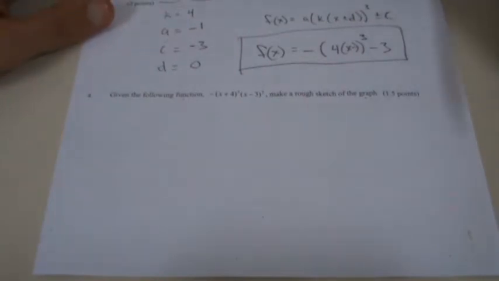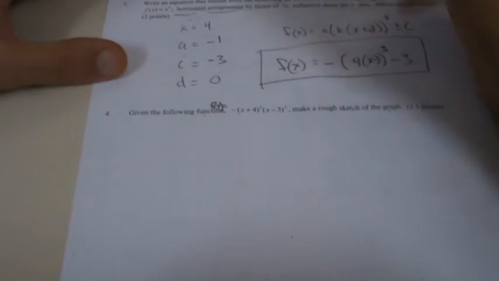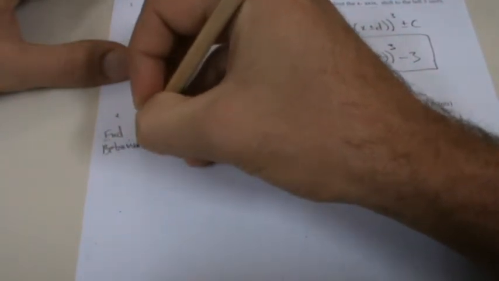Given the following function, make a rough sketch of its graph. Let me put a little f of x there. Okay, so I know that it is 5th degree, and my lead coefficient is, I got 1, 2, it's just negative here. 5th degree negative. And so, therefore, my end behavior is going to be, since it's 5th degree negative, it's going to be like this.